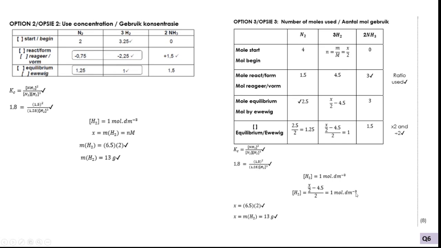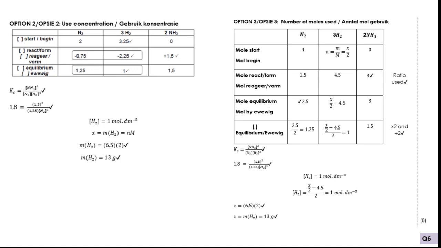Here we are. You can use your concentrations as well, right? As you can see here on the left-hand side, there's your concentration. Or you can use your number of moles, right? Any one of these options can be used, and they will come to the same result. You'll notice that this number of moles here, the x, results in 13 grams. So your main point is your concentration at equilibrium. When you have your concentration at equilibrium, 1.5, to get the number of moles at equilibrium, you use the formula C is equal to n over V.